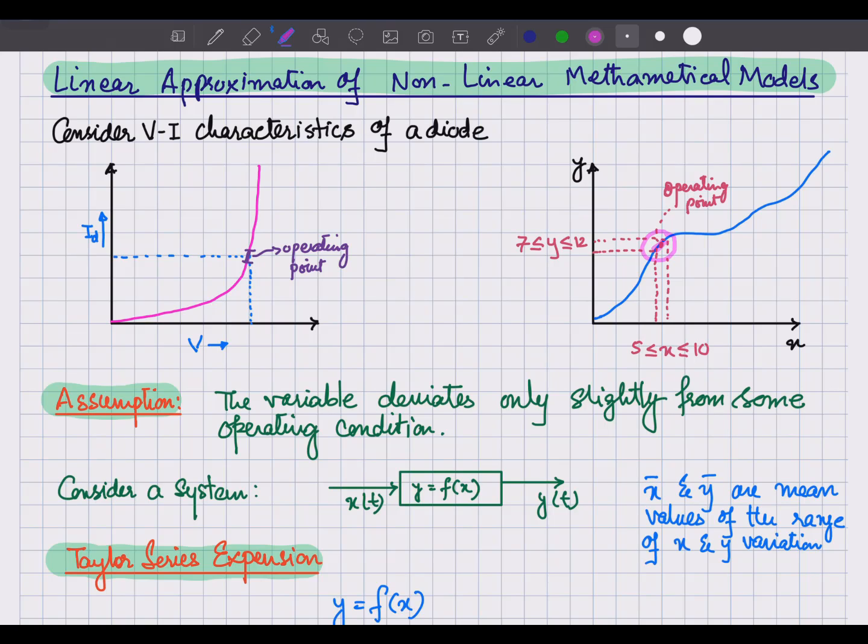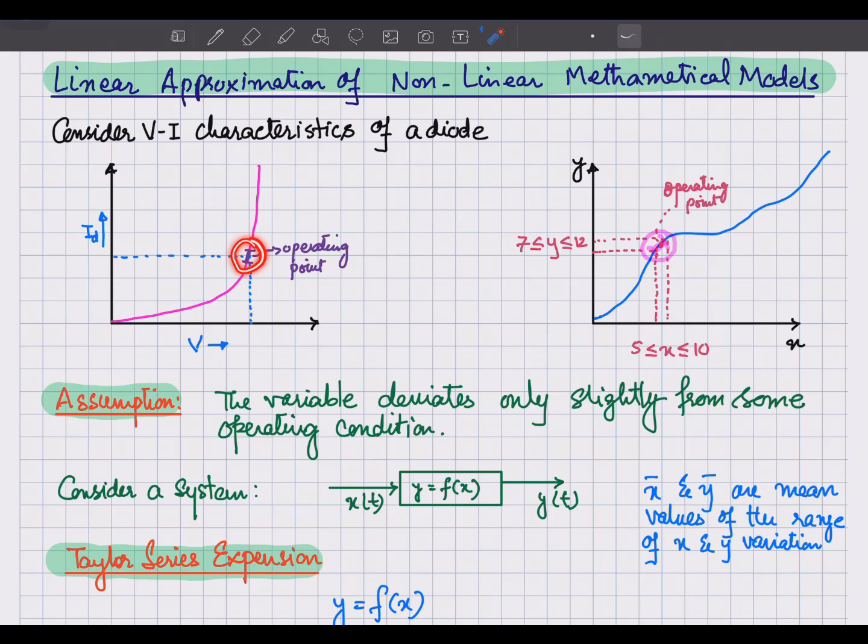So if the deviation in the variable is very small, then we can linearize the function, and then represent it using the techniques which are applicable to linear systems only. Okay, so here we have the assumption. What is the assumption? That the variable deviates only slightly from some operating condition, whatever it is. If this is the operating point, we will be assuming that the variation in x and y coordinates is very small.